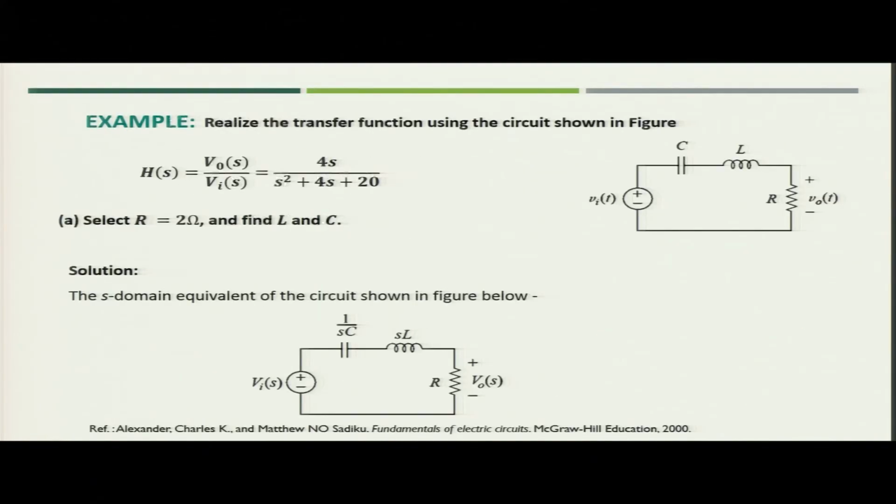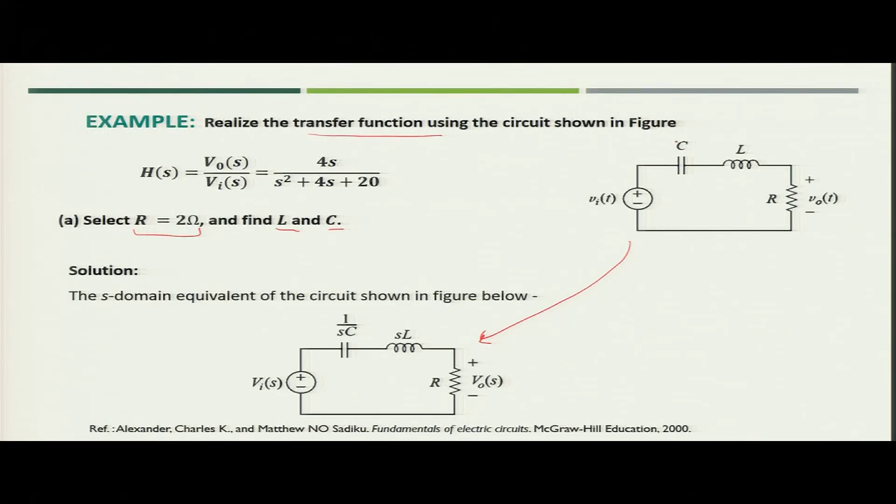Now, let us take another example. In this case the transfer function is given and we need to find out the value of L and C, again when the value of R is given, that is 2 ohm. So, the first task required is to convert the given circuit into S domain.